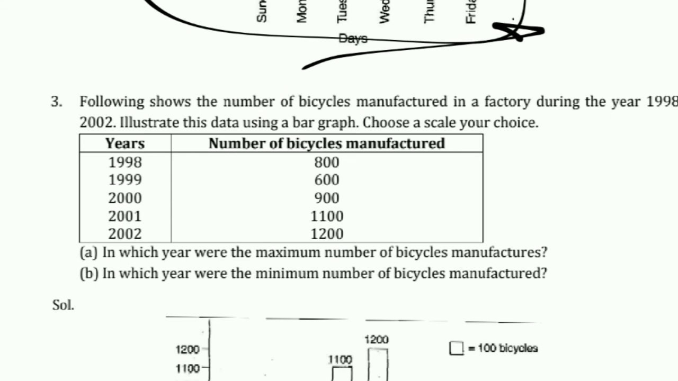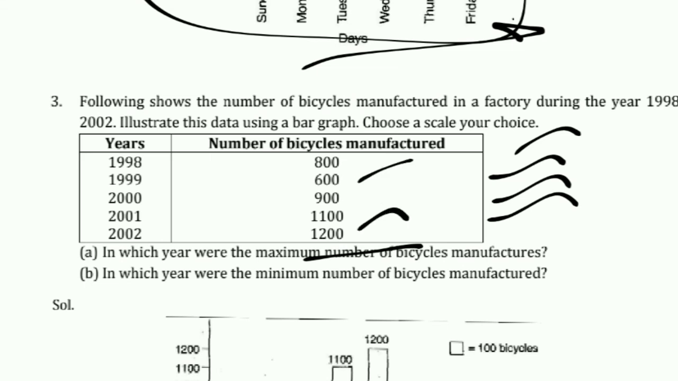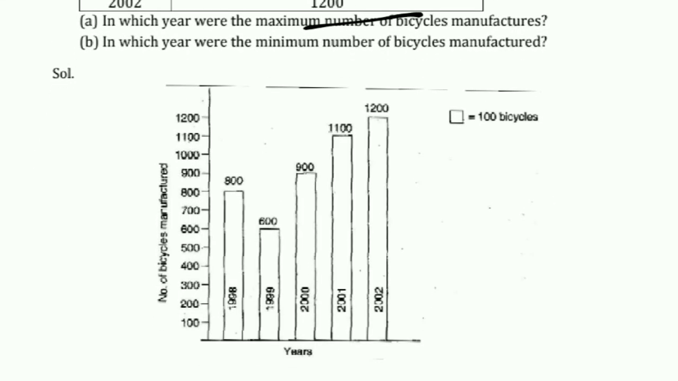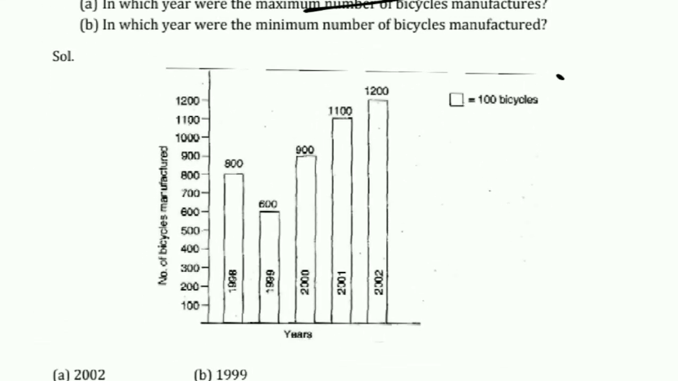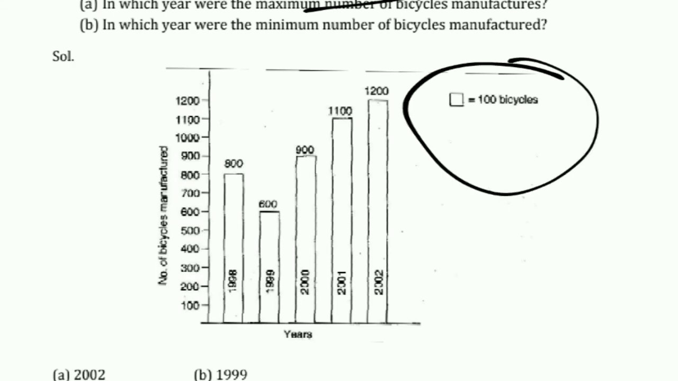Next question, it is again the same. Here you can take a difference of 100. Okay, and a few things are there. Maximum number of bicycles, it means 1200, and minimum number of bicycles, it is 600. So like this we have to make the bar graph and take 1 unit equals 100 bicycles. Now the last question.